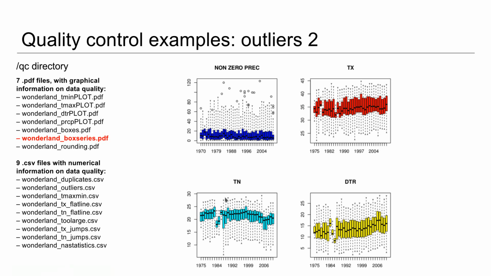Okay, and the benefit of seeing your data in a time series like this is that it lets you see any problematic years. So for example, in TN here, you can see something's happened to the mean and the spread in the mid-1980s here that also seems to affect the diurnal temperature range.